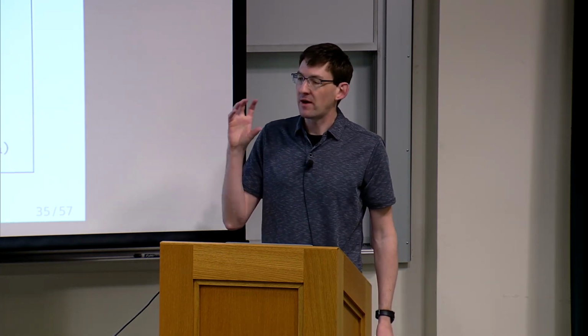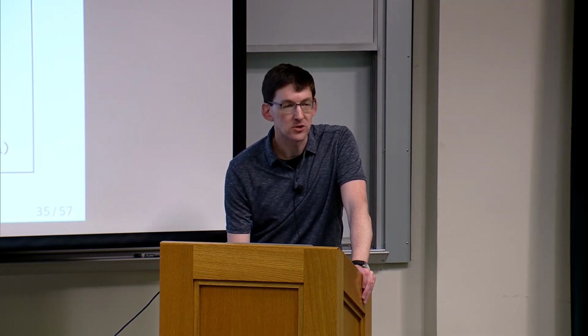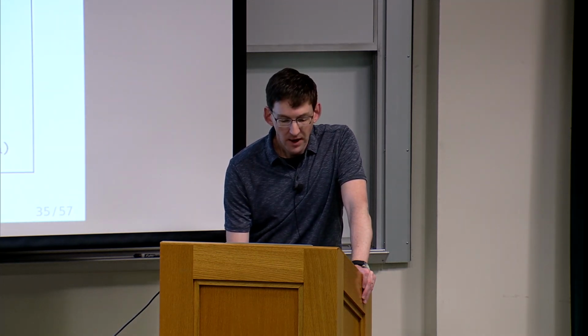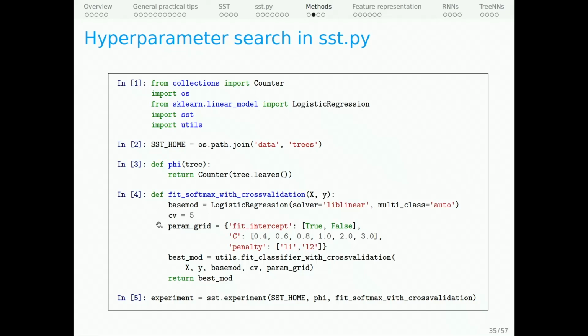So again, this is a complete experimental setup. What I've done is leave phi alone. It's just the Bagofwords classifier representation. But fit softmax with cross-validation. Here you start to see the value of having put wrappers around all these models as opposed to just calling fit. Because what I do in this case is first set up a logistic regression model. I decide that I want to cross-validate over 5 folds, that's CV equals 5.